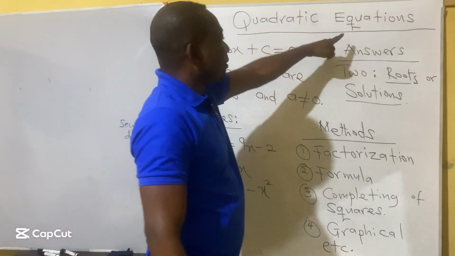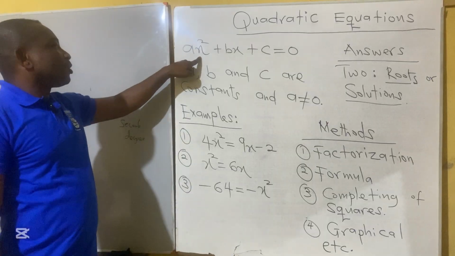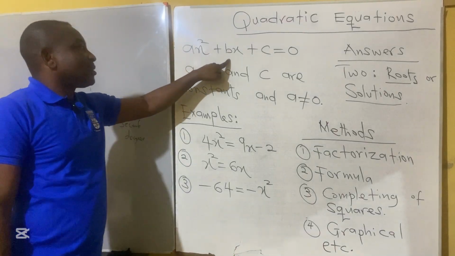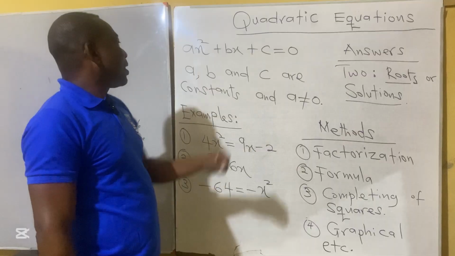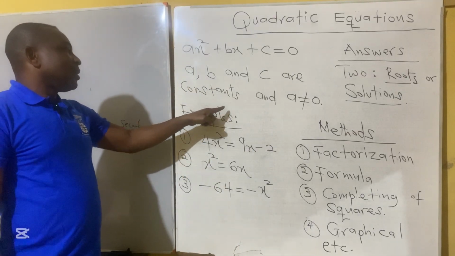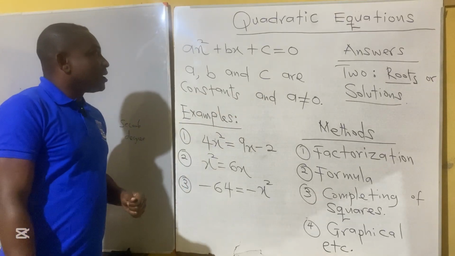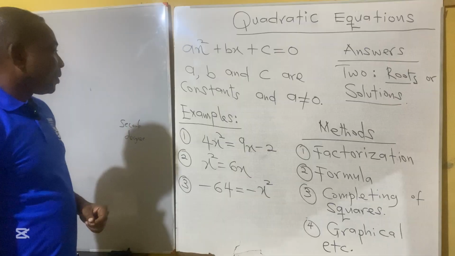Quadratic equations. An equation of the form ax squared plus bx plus c is equal to 0, where a, b, and c are constants, and a is not equal to 0, is a quadratic equation.